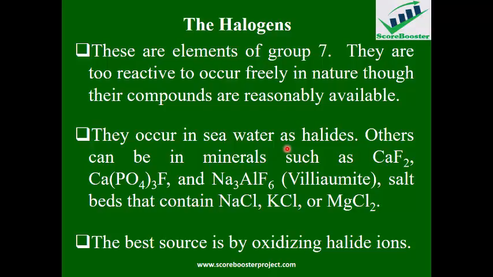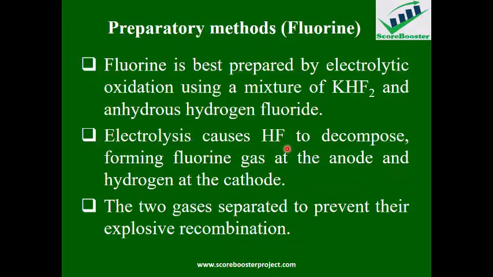They occur in seawater as halides, because of the salt that is present in seawater. So you see chlorides of metals in seawater. Others can be in the form of minerals, like calcium phosphate fluoride, calcium fluoride, and other sources like sodium chloride, potassium chloride, and magnesium chloride. There are many sources of halogens in nature.